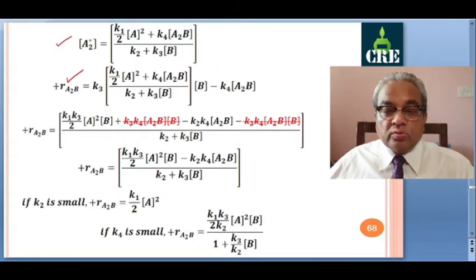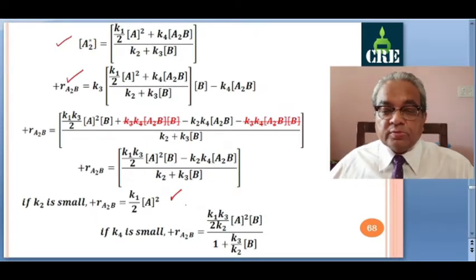So what we write, this goes. K3B is in the denominator, so K3 cancels out, the concentration of B terms cancel out, and you get K1 by 2 into A square. When K4 is small, it is not there in the denominator, but this term goes, and we get K1 K3 by 2 A square.